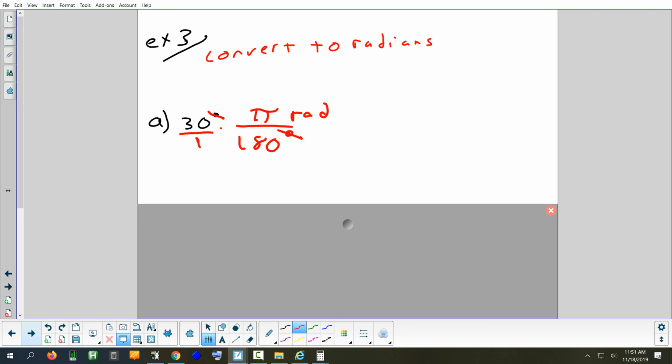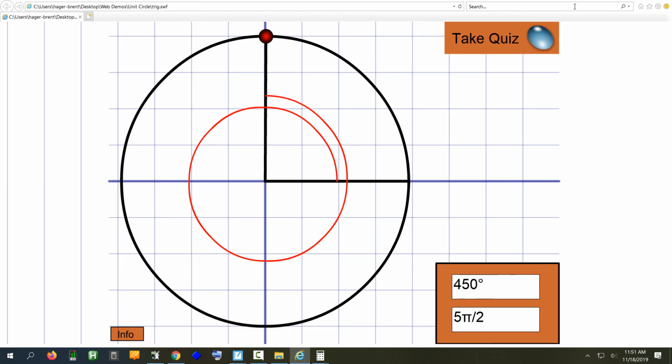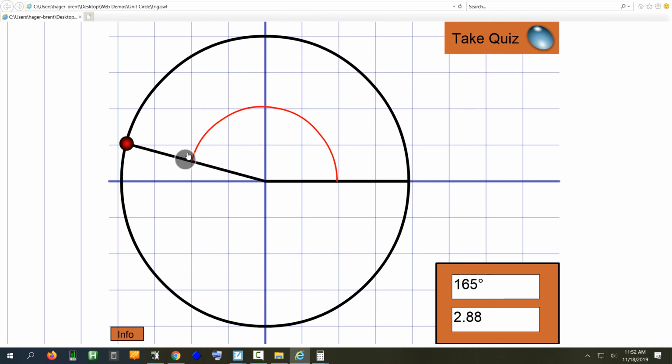When they ask us to convert, you do not round it unless they say to. So all you can do is reduce. 30 goes into itself once. How many times does it go into 180? 6. And that's your answer: pi over 6. Now, notice I didn't write RAD. That's because you never write RAD. I started to at first just to show you.